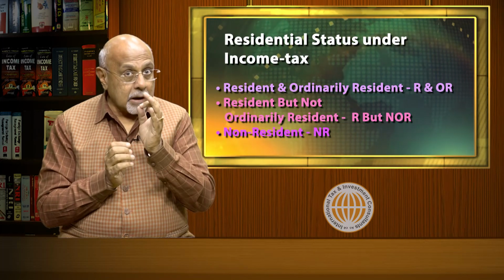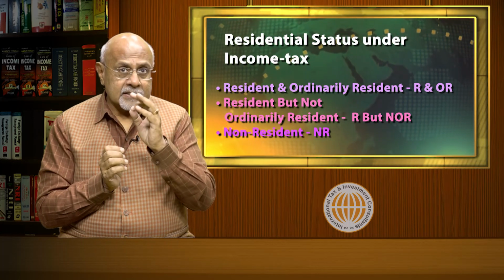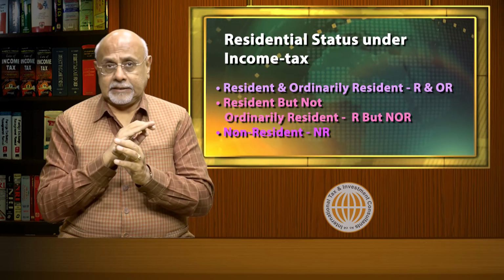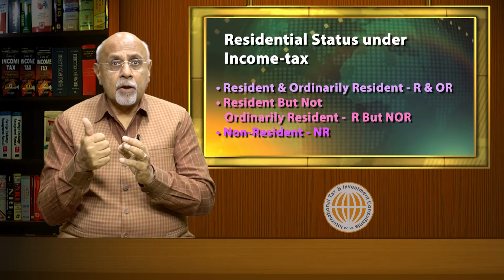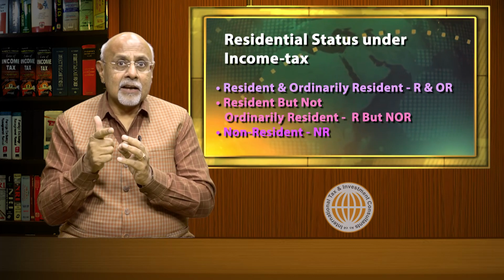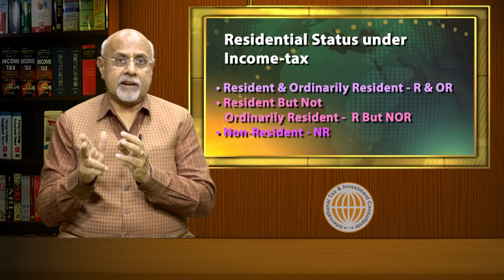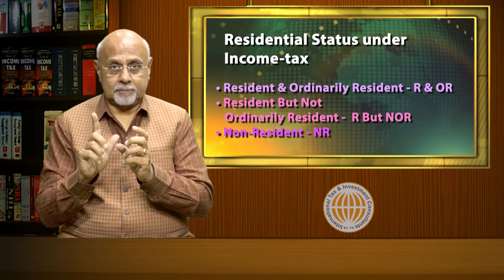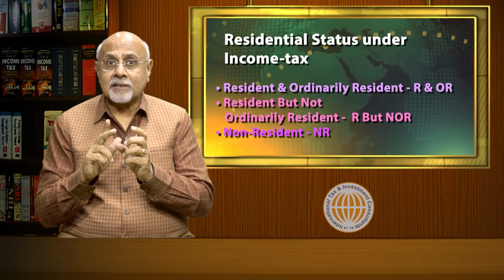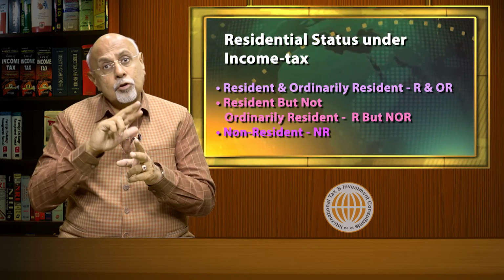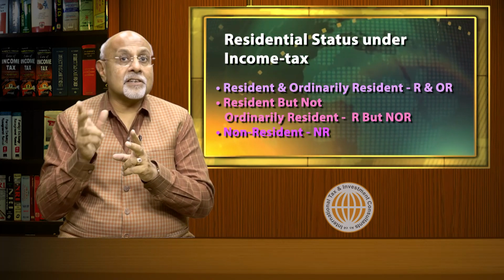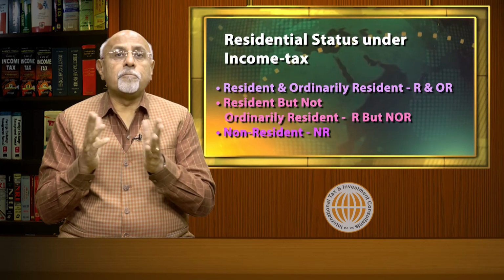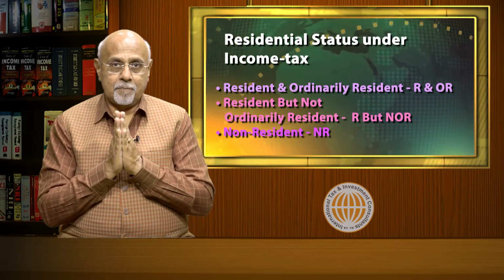Okay. Now coming to the residential status, there are three broad categories. Firstly, what we call resident and ordinarily resident, briefly abbreviated as R and OR. The second status is resident but not ordinarily resident, which is R but NOR. And the third is obviously a non-resident.